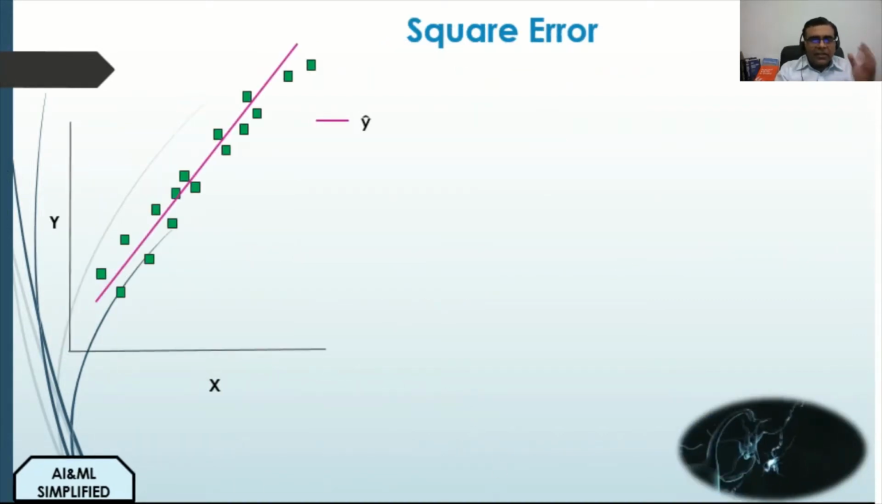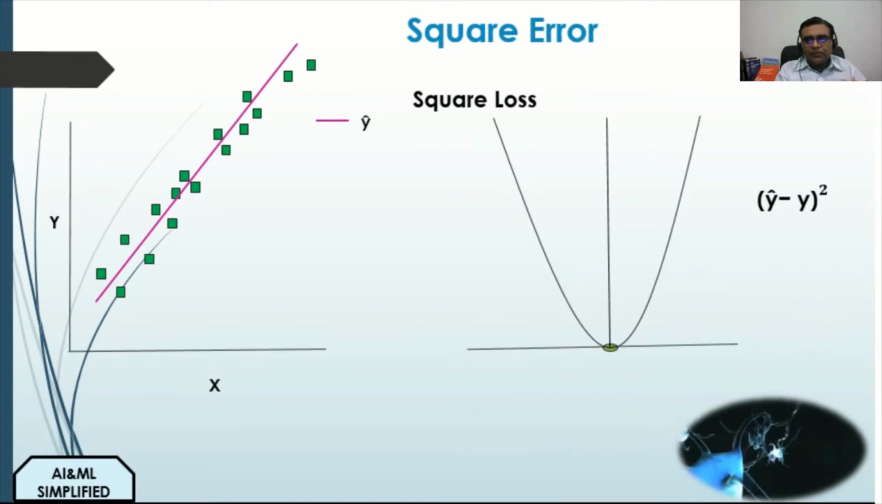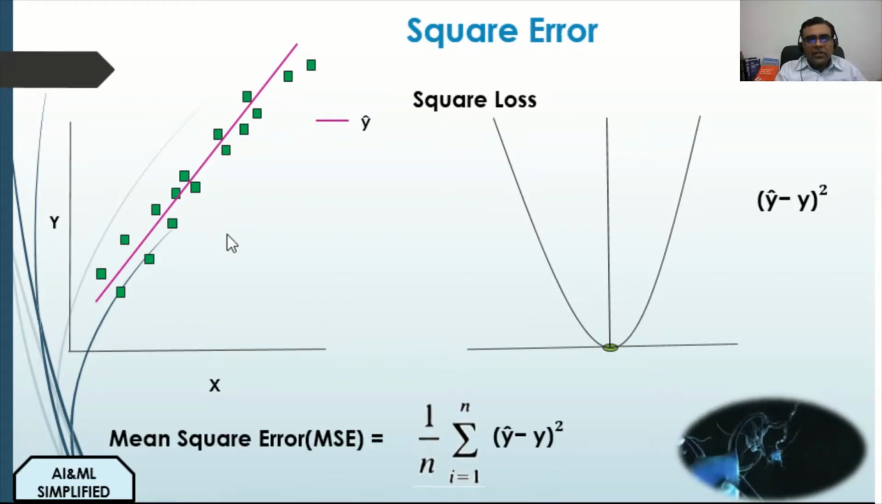Let's consider a data set with two variables, where we can easily fit a regression line through it. As we fit the regression line, during this process, we compute the error by subtracting y from y hat, which is the predicted value. Then we take the square of it and call it the square loss or square error. When we take the average over the entire data set, we call it mean square error, or MSE in short.